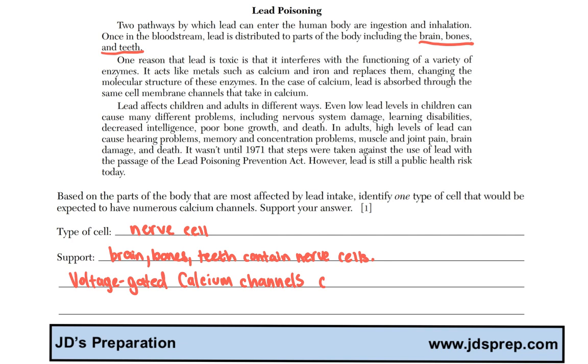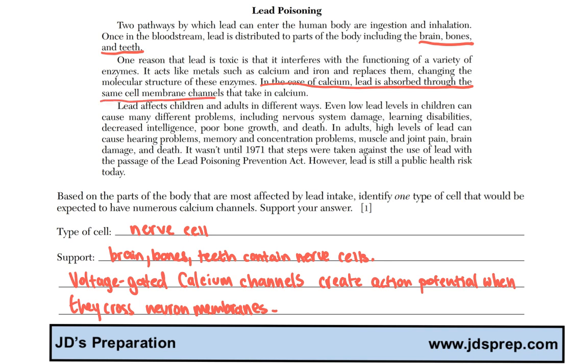And what these do is they create action potential when they cross neuron membranes. Recall that in the problem, it states that in the case of calcium, lead is absorbed through the same cell membrane channels that take in calcium. And that is why it could be very dangerous for lead to be in your body, especially because we have these calcium voltage-gated channels. And these are all found in nerve cells.